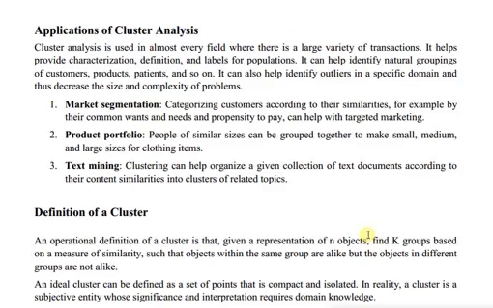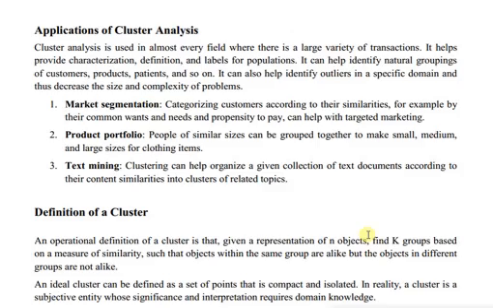Then product portfolio. People of similar sizes can be grouped together to make small, medium and large sizes for clothing items. For example, suppose I want to make t-shirts for a group of 60 people. Then I cannot give 60 different sizes of the t-shirt. So what I will do is make the persons of height above 5.5 one category, those above 5 and below 5.5 one cluster, one group, and the persons from 4.8 to 5 another group. Based on this criteria, I can make 3 clusters and give the sizes of the t-shirt. So that's how similar sizes can be grouped to make small, medium and large for clothing items.